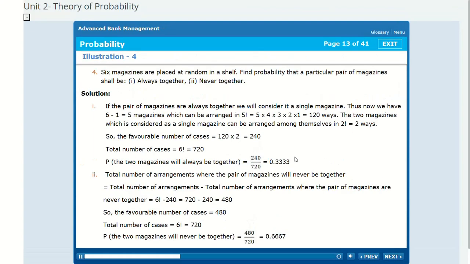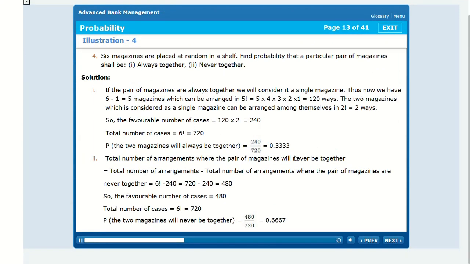The 2 magazines, which are considered as a single magazine, can be arranged among themselves in factorial 2 equals 2 ways. So the favorable number of cases equals 120 into 2 equals 240. Total equals factorial 6 equals 720. P equals 240 by 720 equals 0.3333.